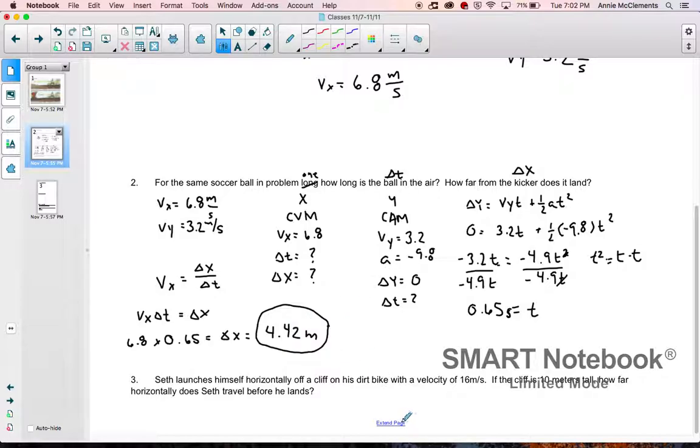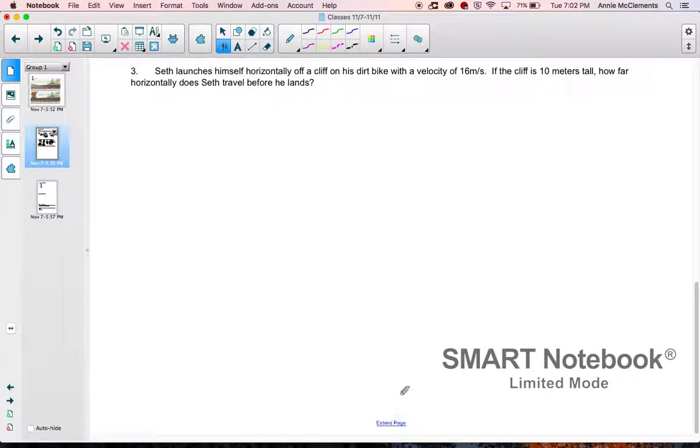And then let's check out this last question here, right? So Seth is on a dirt bike. He's launching himself off a cliff. This should be a fun one to draw, right? Here's my cliff. Here's a dirt bike. Right, there's Seth on his dirt bike. It's a really lame bike, right? But he's launching himself exactly horizontally, right? He has no vertical velocity.